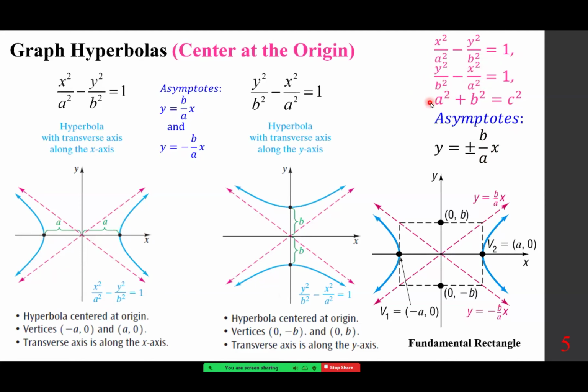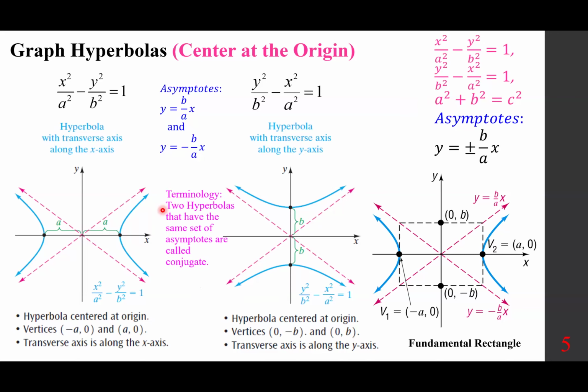And in this formula, a, b, c follow the Pythagorean theorem. In the case of a hyperbola, c is always greater than both a and b, whereas in an ellipse, sometimes a is larger, sometimes b is larger. Terminology: two hyperbolas that have the same set of asymptotes are called conjugates. So these two are called conjugates.